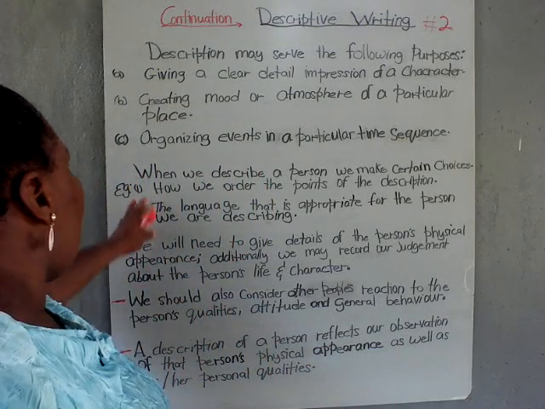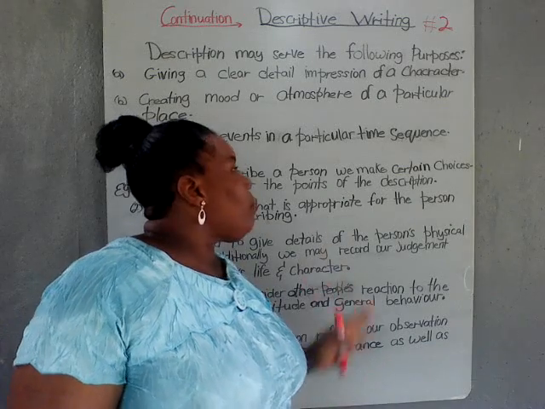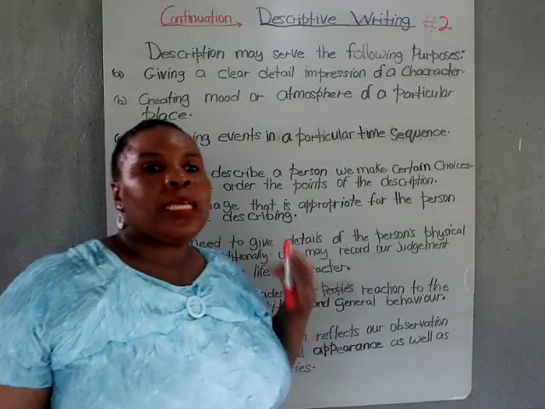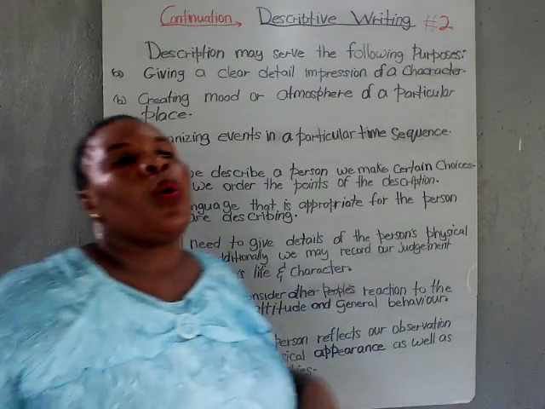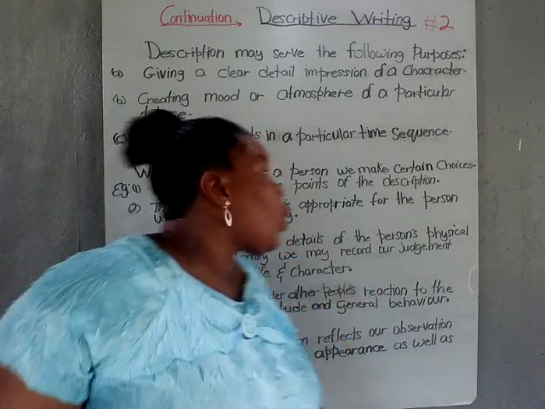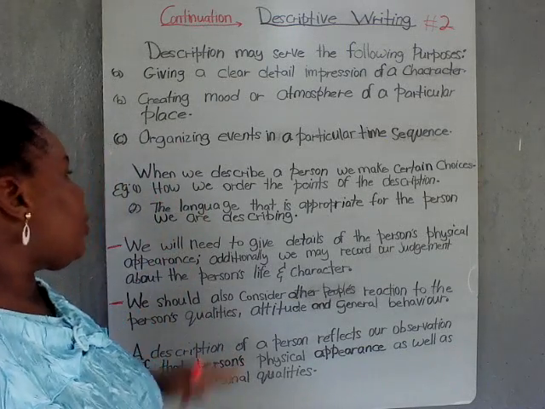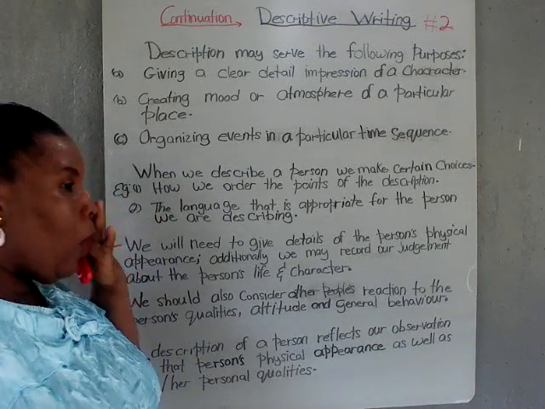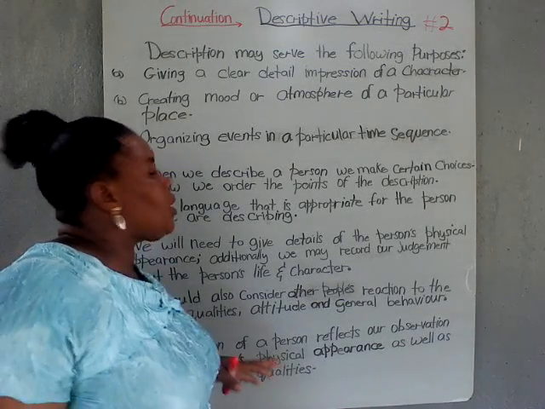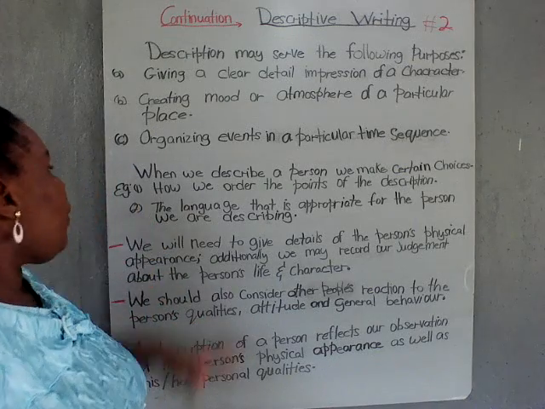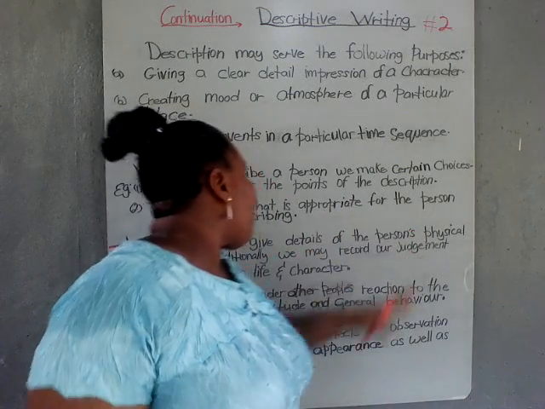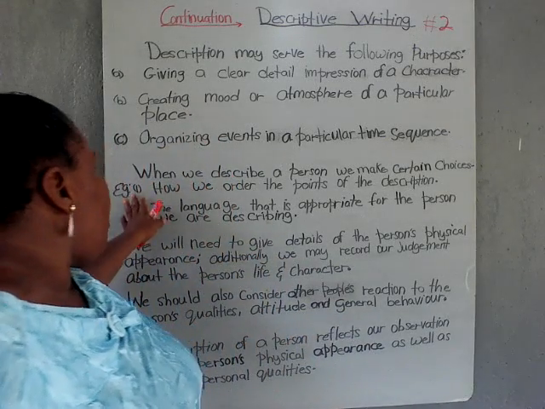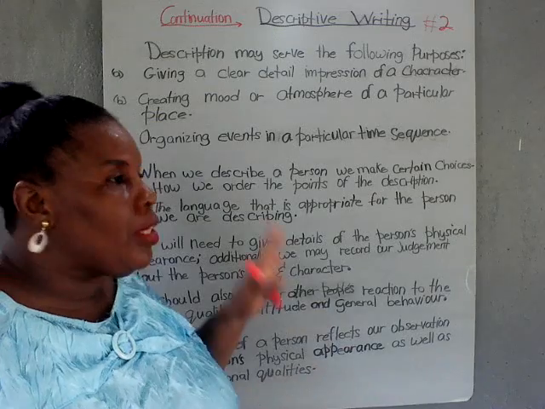When we describe a person, we make certain choices, and those choices is what we are saying about them. All right, so how we order the points of description. Example 1, how we order the point of description. The language that is appropriate for the person we are describing.